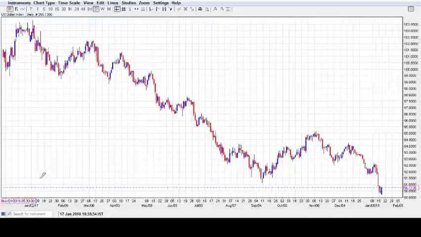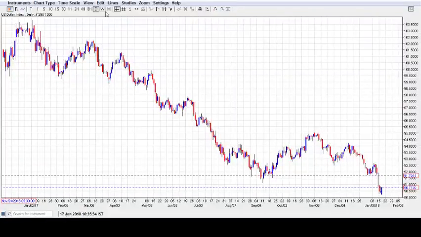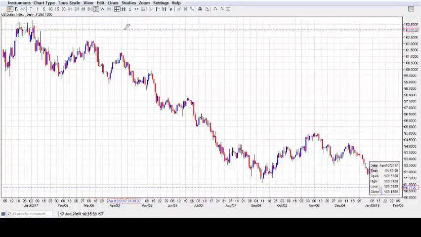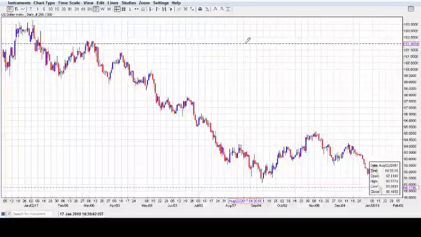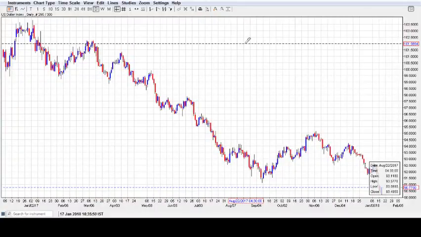Okay, the dollar index chart now. Similarly, short-term traders can book profits in the dollar index as well, and then again look to buy on dips.